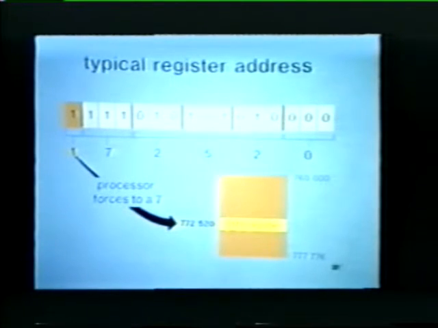Here's a typical 16-bit register address. Note that the original address is converted to 772520. The processor performs this conversion by taking the most significant digit, in this case a 1, and forcing the digit to a 7. The remaining digits are not changed.